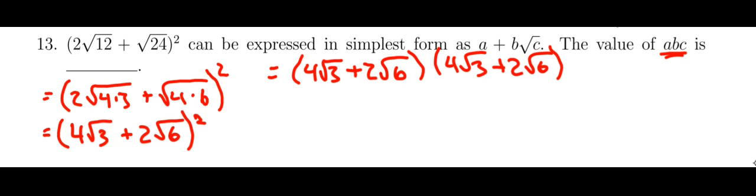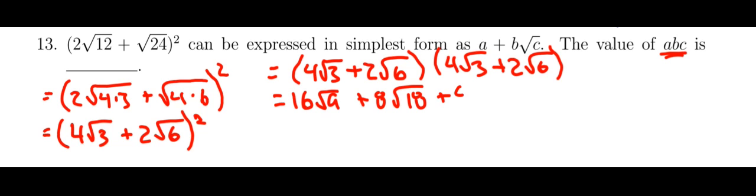plus 2 root 6. Okay, so now I'm just going to distribute. So 4 root 3 times 4 root 3 will be 16 root 9. 4 root 3 times that 2 root 6 will be 8 root 18. 2 root 6 times the 4 root 3, so now I'm doing the 2 root 6 from the first term, that is going to be 8 root 18. And then 2 root 6 times 2 root 6, the last terms, there will be 4 root 36.